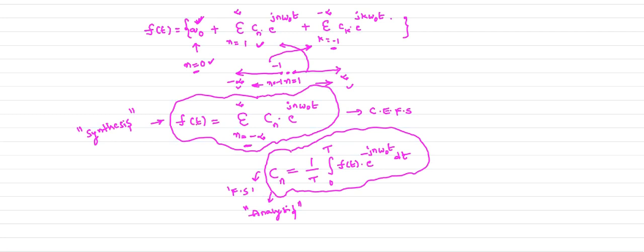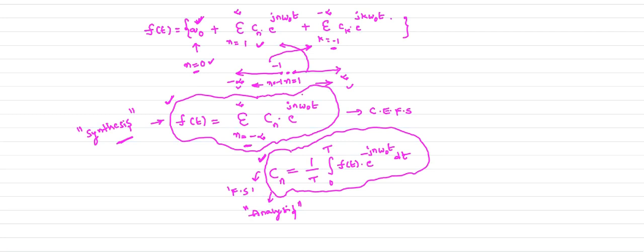So this f of t we are going to represent in terms of the Cn. Therefore this equation is called the synthesis equation. You need to remember this equation and this equation, very very important. In the case of trigonometric Fourier series expansion also you need to remember two equations. One is the synthesis equation, which is your f of t in terms of a naught, an and bn.